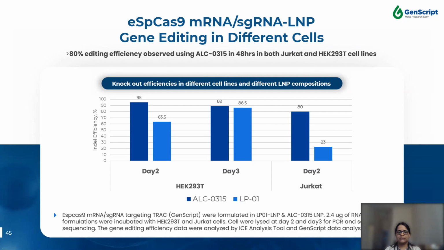And we can see the LNP formulation ALC0315 shows 80% editing efficiency, more than 80% in 48 hours in both cell types. And hence, LNP formulation is also important while you are selecting to work with Cas9 mRNA based gene editing.